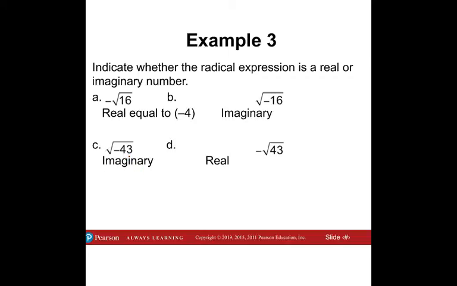This is a real number, but it's not a perfect square. It's going to be some decimal, some irrational number that multiplies to give us 43. So it's going to be some negative real number. It's not a perfect square, but it is a real number.